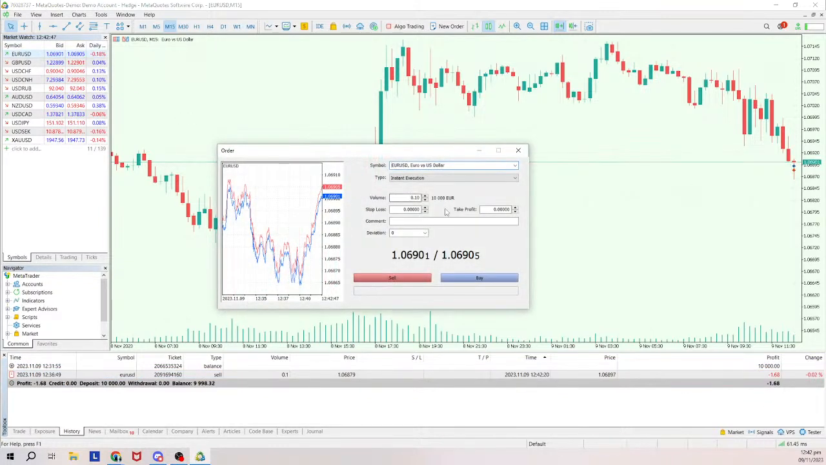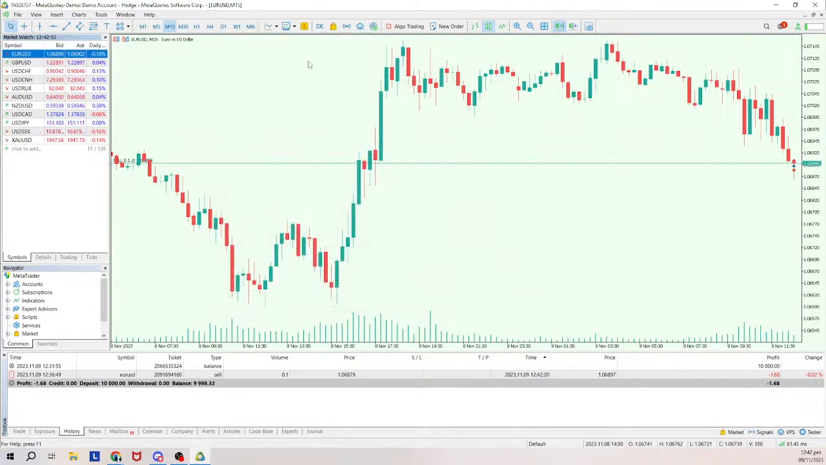So I just want to explain how the take profit and stop loss work. So we're going to go ahead and take another trade right here. You see nothing is moving here because I'm still on the history section.